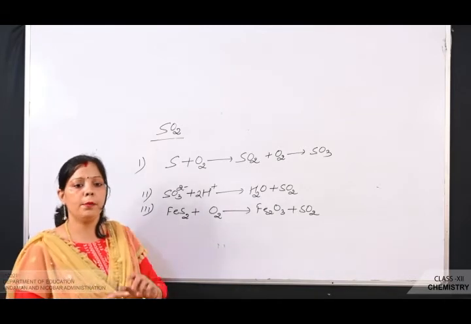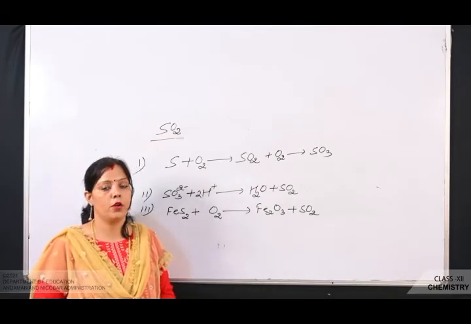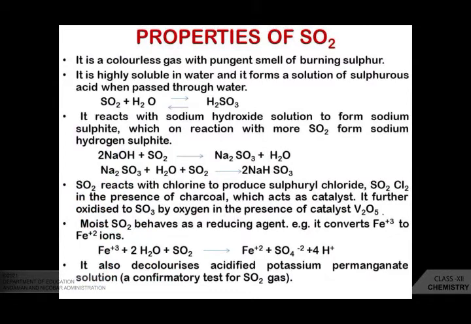Next, there are some important properties of sulfur dioxide. Children, you can see the slide. These are the important properties of sulfur dioxide. First are the physical properties. It is a colorless gas with a pungent smell of burning sulfur, because it is produced by burning of sulfur, by the combination of sulfur with oxygen. So it is a colorless gas with a characteristic pungent smell, having the sensation of burning sulfur.